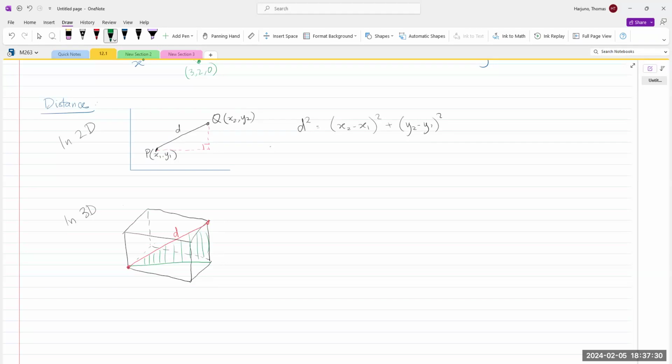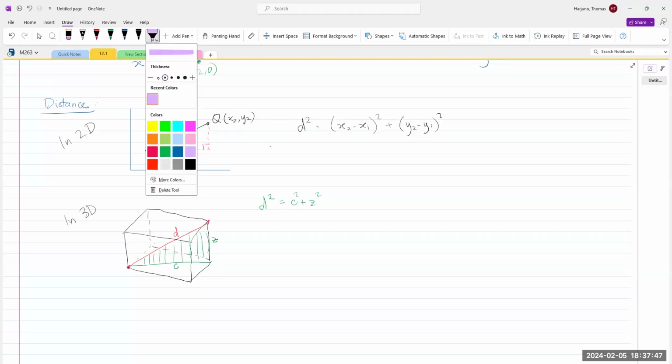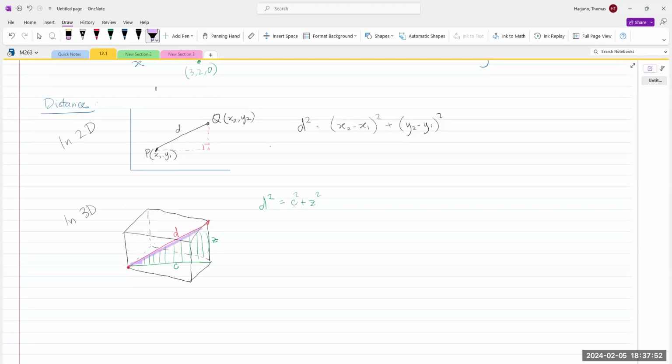Notice that? So you will see D squared equals, let's call this z here, and this is c, c squared plus z squared. Can you see? Let me catch that right triangle. This right triangle here. In this right triangle here, it gives us this.